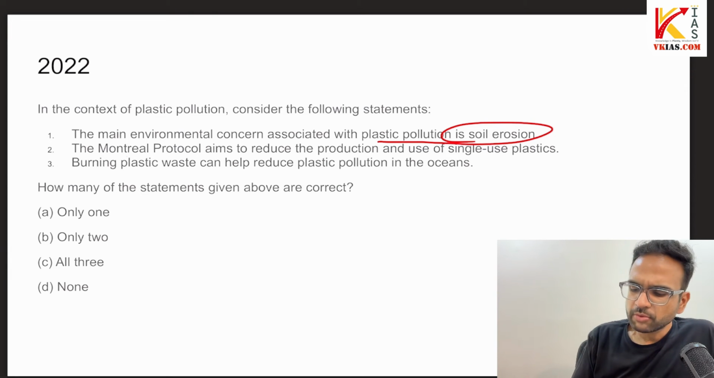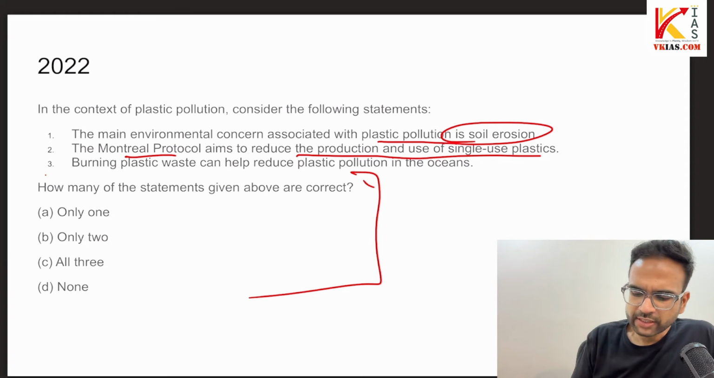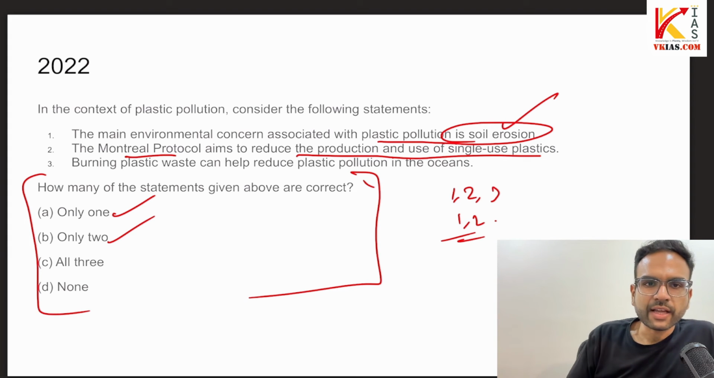The second statement says the Montreal Protocol aims to reduce the production and usage of single-use plastics. Possible. But let's see. Actually, the question was not asked in this only-one, only-two format. It is a 1, 2, 3, 1, 2 format. So this is probably an error from my side. In the original question, if you remove this statement, you will directly arrive at the answer. Even if that is not the case, let's use our understanding for this.